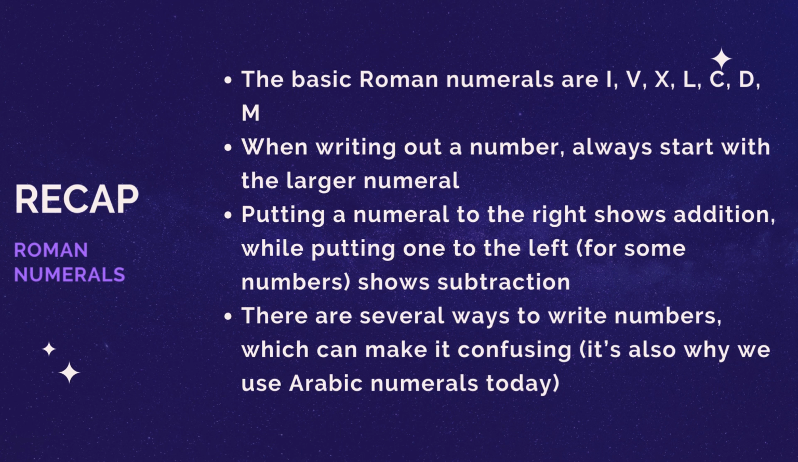Putting a number to the right is showing the addition, while putting a number to the left for certain numbers shows the subtraction. Okay. The thing that we want to know though is there are several ways to write numbers. I showed you that before, like with the number 4, and that makes it confusing. That's why we don't use these Roman numerals so much today. We've gone to Arabic numerals. So you just want to pay attention to that because there's not necessarily only one way to write everything out. Sometimes it gets a little tricky. Okay. But if you follow these basics, you should be able to understand Roman numerals without too much trouble.